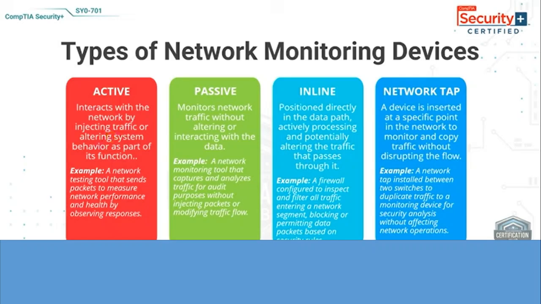If you are using a tool that sends a packet to measure the performance and health of the network by observing the response, that is active monitoring. For example, if you are using an internet connection and you want to measure the speed of your network, you can use a device by which you can monitor, manage, and check what the network speed currently is. Most of the time we use the internet to check the speed of the network too.